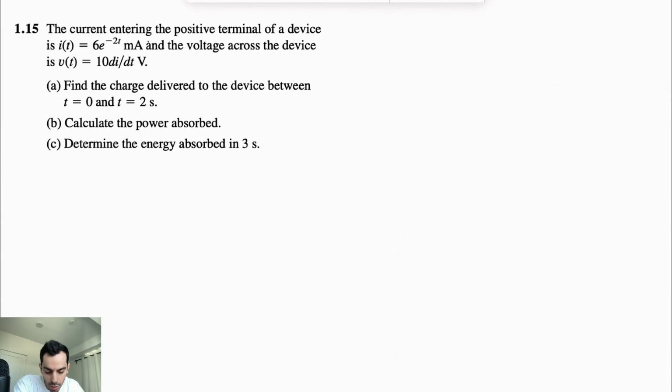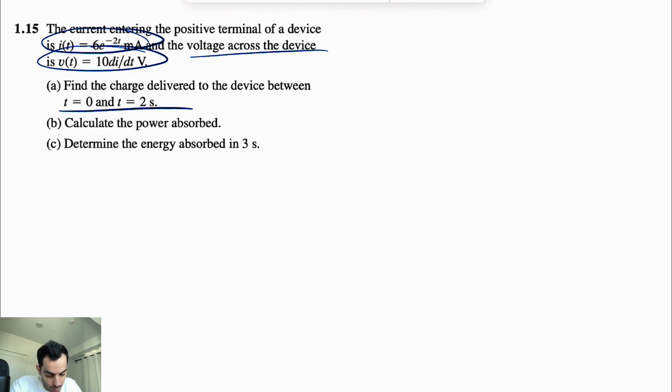Alright guys, welcome back. We have question 15 from the fundamentals of electric circuits. In this video, we have the current entering the positive terminal of a device as this formula, in milliamps, and also the voltage across the device is 10 times the derivative of the current over time. And the question is asking us to find the charge delivered to the device from t=0 to 2 seconds.